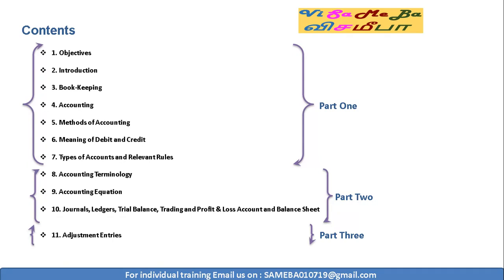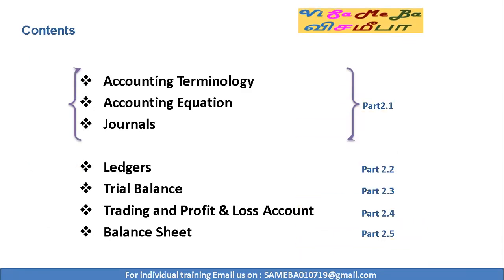The contents of this accountancy program is split into 3 parts. We already have a video for part 1, and part 2 is further split into 5 sections. Today we're going to have a look at part 2.1, which covers the accounting terminology, accounting equation, and journals.